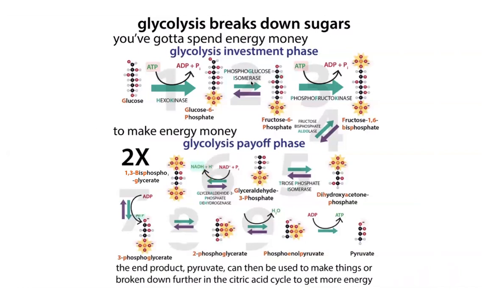Okay, so now we go from 1,3-bisphosphoglycerate to 3-phosphoglycerate. So remember, bisphospho, we're saying we have 2 phosphate groups, and now we just have the 1. So we've lost a phosphate group. What type of reaction just happened?